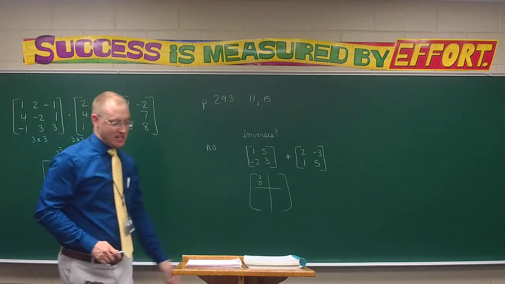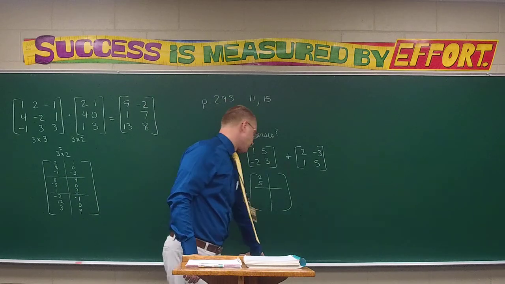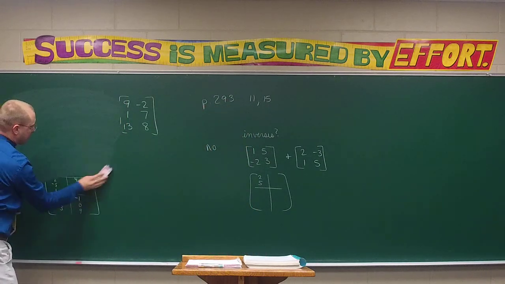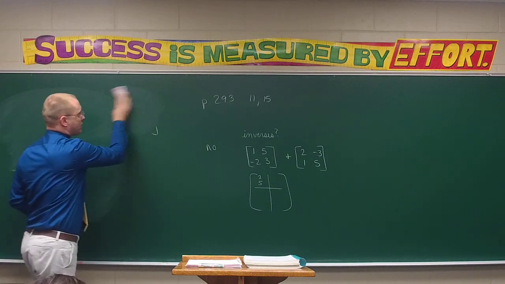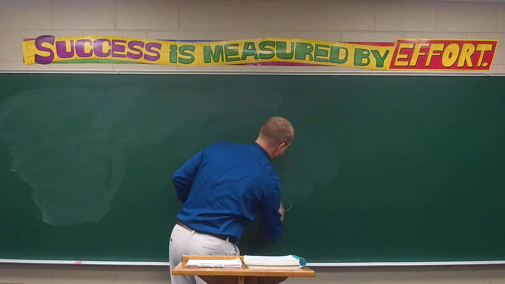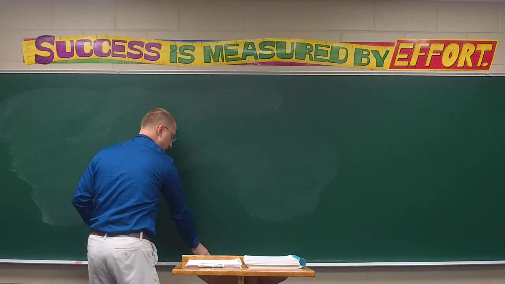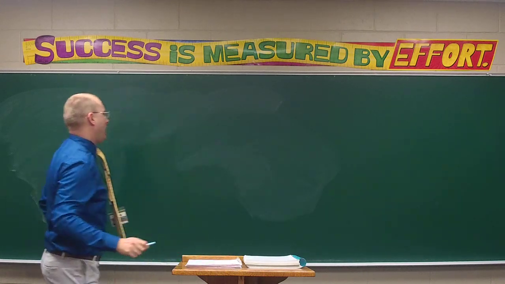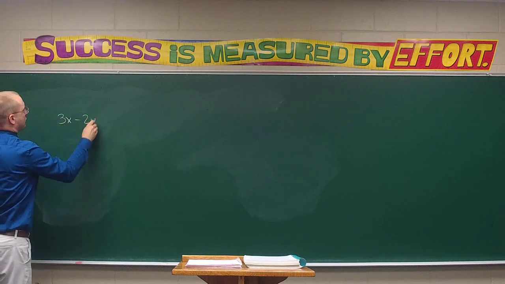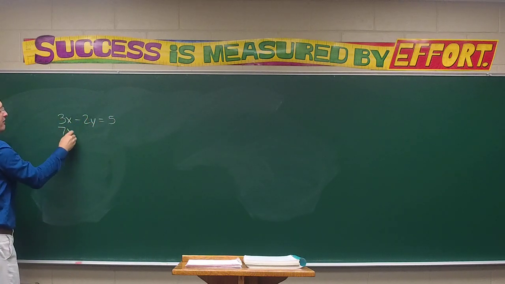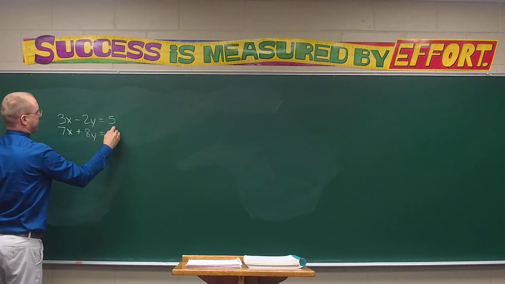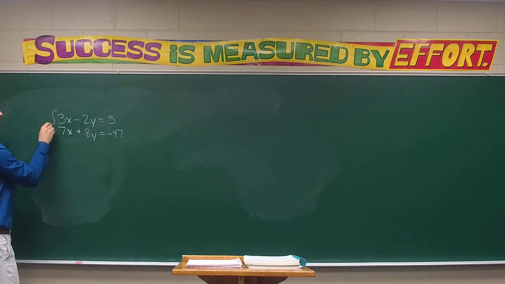All right, next thing in your notes. Using a matrix to represent a system of equations. If I had a system of equations, let's just say something like 3x minus 2y equals 5 and 7x plus 8y equals, I don't know, negative 47.